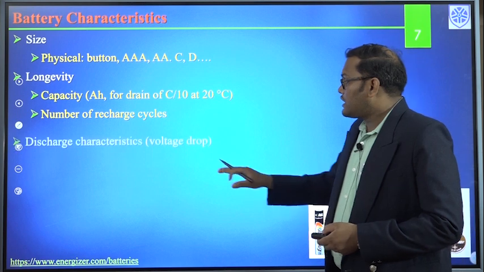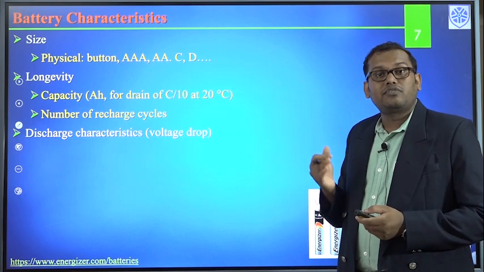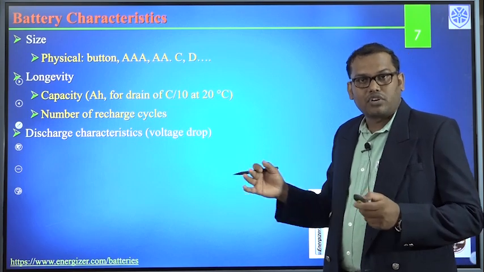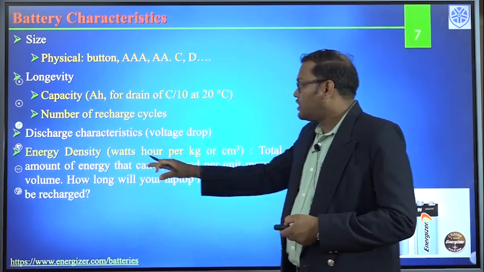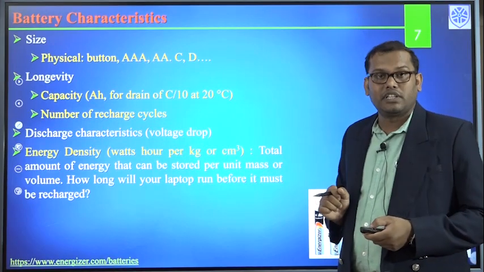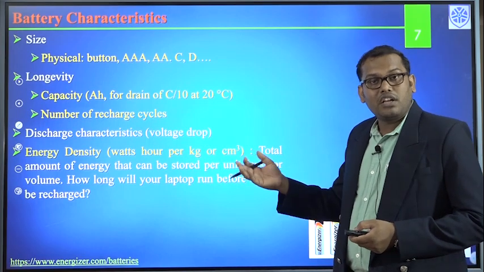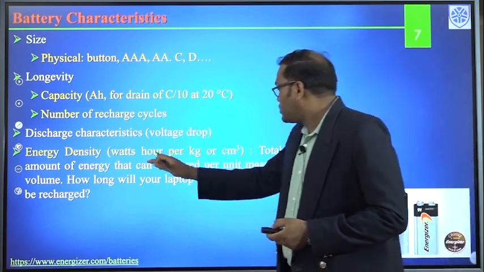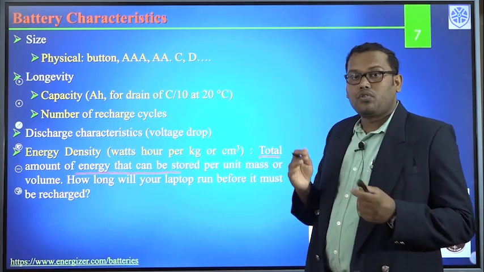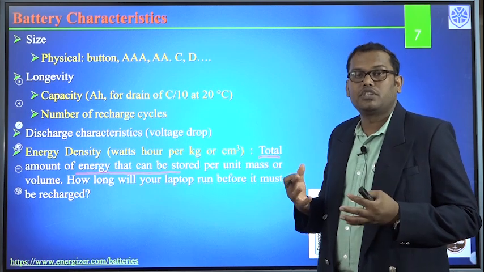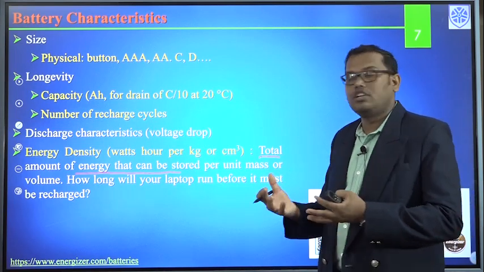Next is discharge characteristics, that is called voltage drop. Over time your battery's voltage should not drop, it should be almost constant, otherwise your battery will degrade very fast. Next one is a very important parameter, called energy density. Energy density is the watt hour per kg or per centimeter cube. What does it mean? Energy density is nothing but the total amount of energy that can be stored per unit of mass or volume. How much energy you can store per unit of mass or volume of the material.